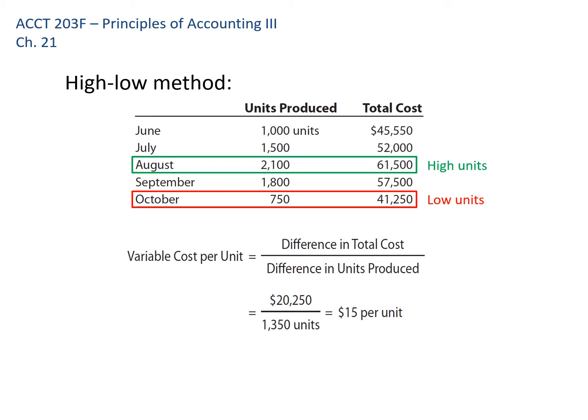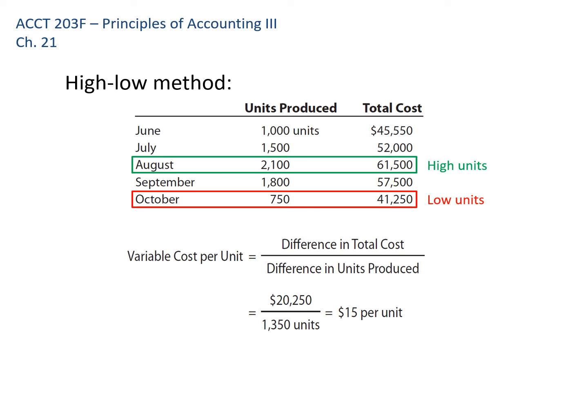I want to look at the cost associated with those 2 points. So I don't want the high cost and the low cost, although that is the case here. It's not necessarily always the case. So I want to take the cost associated with the high units and the cost associated with the low units and look at the difference there. So 61,500 minus 41,250, that's $20,250. That's the change in cost between those 2 points.